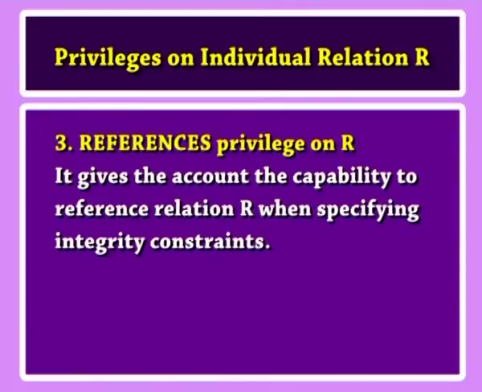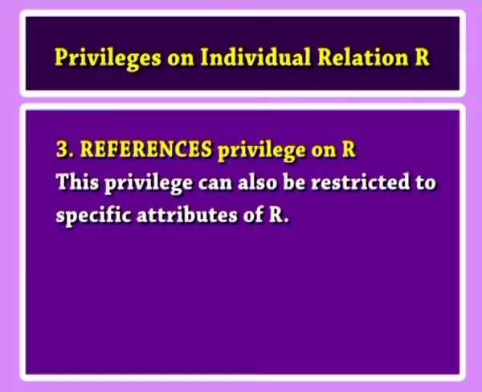Number 3, references privilege on R. It gives the account the capability to reference relation R when specifying integrity constraints. This privilege can also be restricted to specific attributes of R. Notice that to create a view, the account must have select privilege on all relations involved in the view definition.